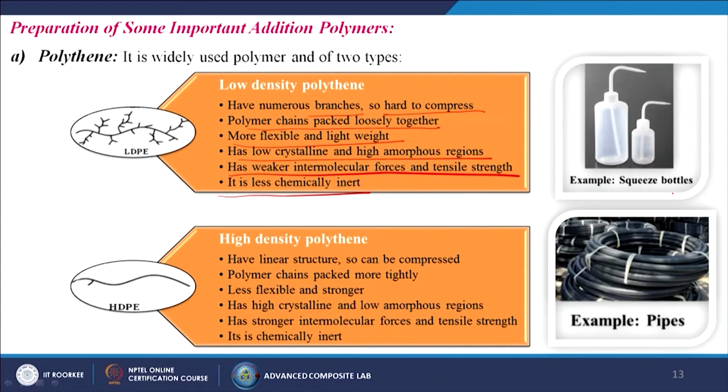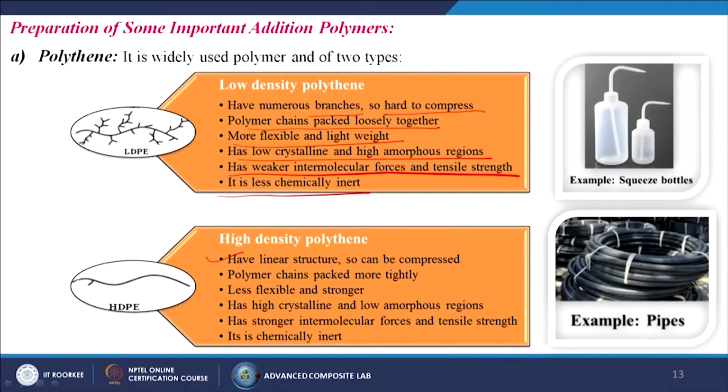When you are talking about high density polyethylene, in short it is called HDPE. So, it has a linear structure, so it can be compressed, polymer chains are packed more tightly, so strength is more, less flexible and stronger, has high crystalline and low amorphous regions, has stronger intermolecular forces and tensile strength, and it is chemically inert also. What are the examples? Examples are pipes. These pipes generally we are using for wiring applications in our households.